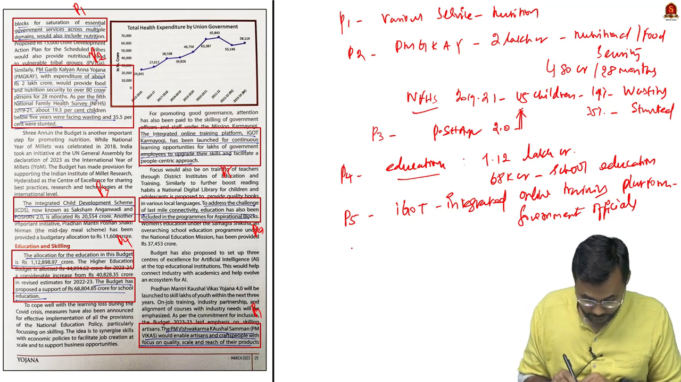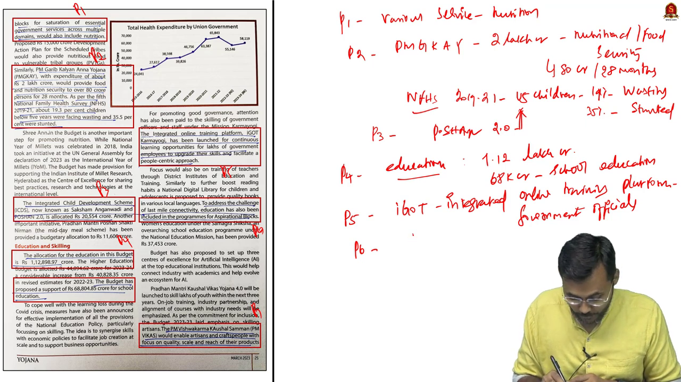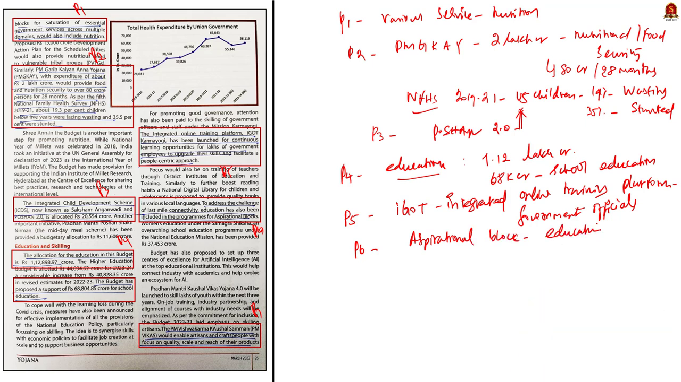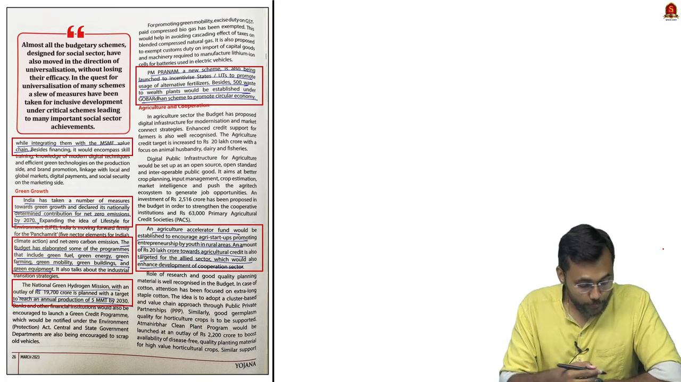And paragraph 6 speaks about aspirational blocks, especially focusing on education. Aspirational blocks right now focus on education a lot. And also paragraph 7 speaks about PM Vikas, that is Pradhan Mantri Vishwakarma Kaushal Samman, especially focusing on artisans and craftspeople. This program is focused on the well-being of artisans and craftspeople, and they are able to improve the value of their products.